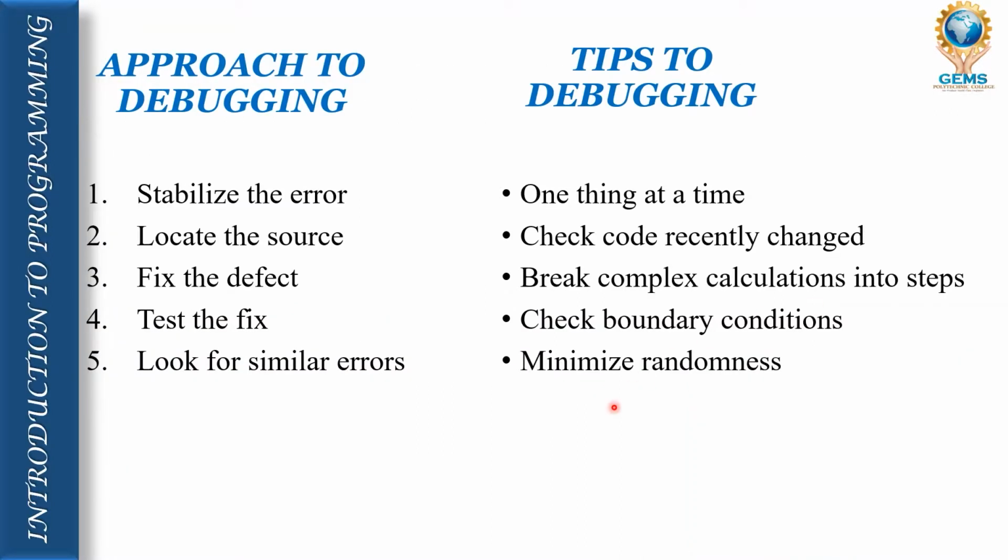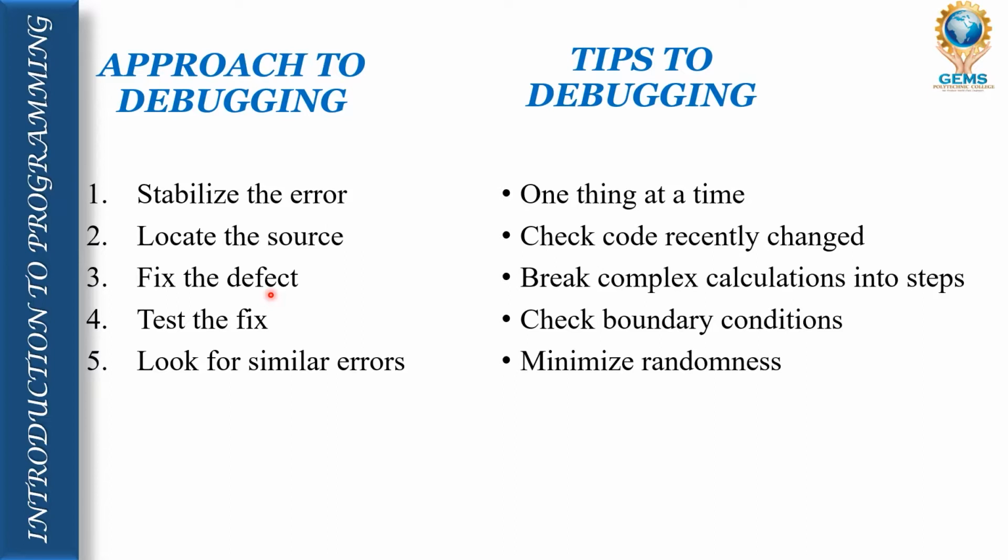Now approaches to debugging. What are the approaches here? Stabilize the error. First we are going to stabilize the error. Second point says locate the source. What is the source of the error? Third point says fix the defect. That means once we are able to locate the source of the error, now we have to fix that source of error.